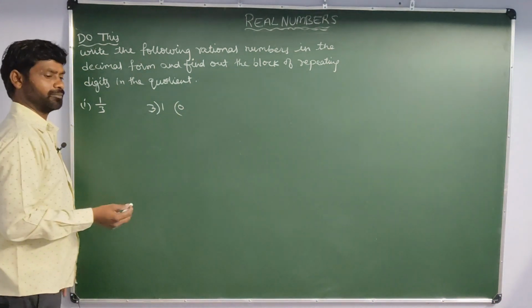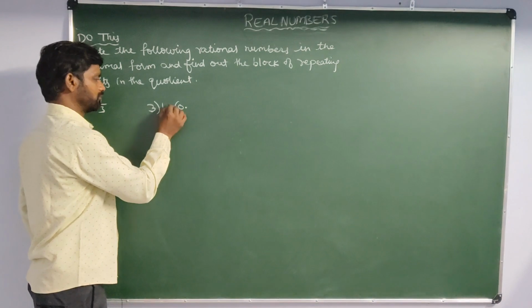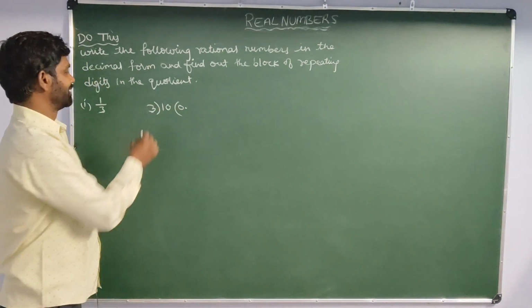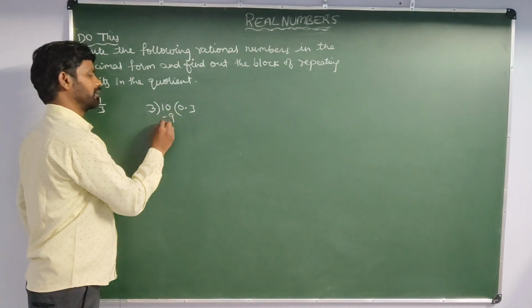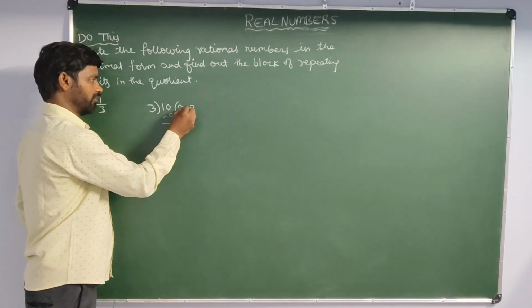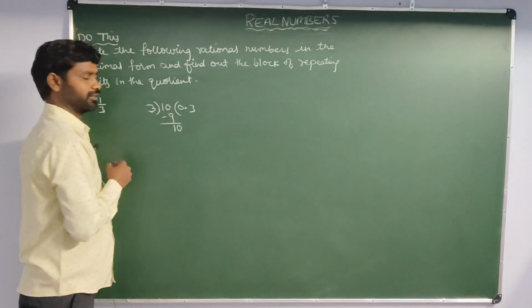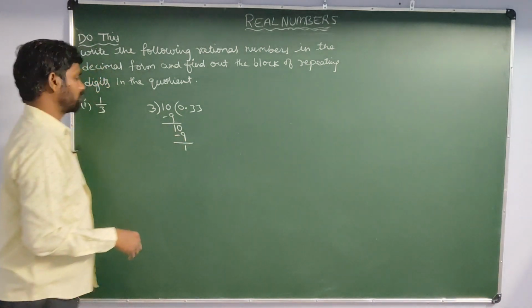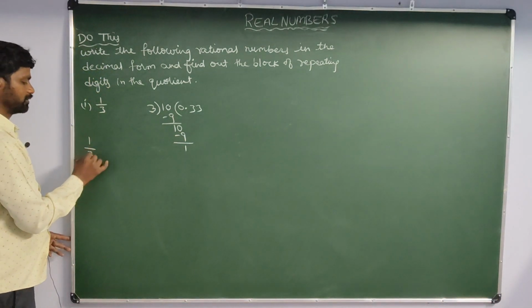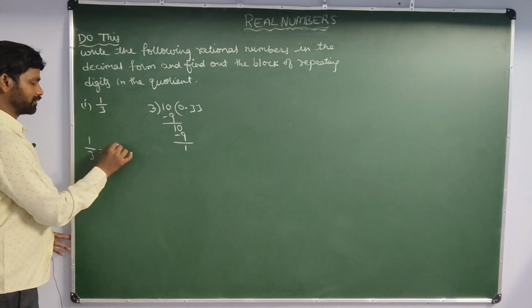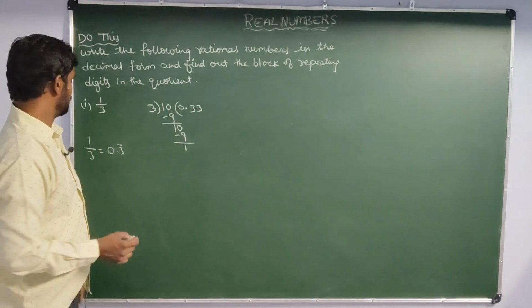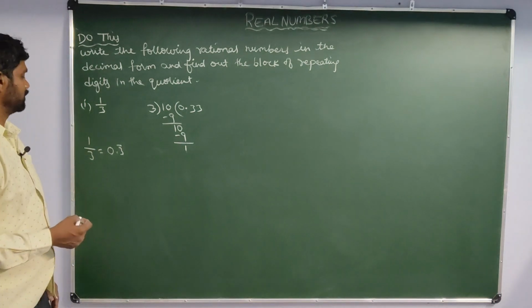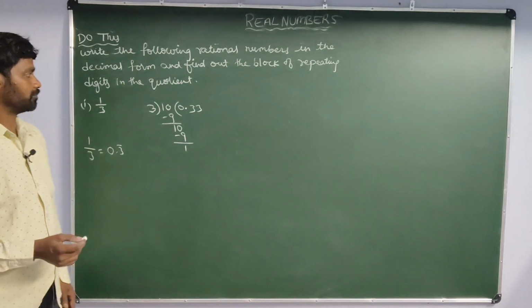1 is not divisible by 3, therefore 0 point. So take here 0. 3 3s are 9. 10 minus 9 is 1. Since we have already considered the point, we can write here 0. 3 3s are 9. Continuously we get the same. Therefore 1 by 3 is equal to 0.3 bar. So the decimal form of 1 by 3 is 0.3 bar.